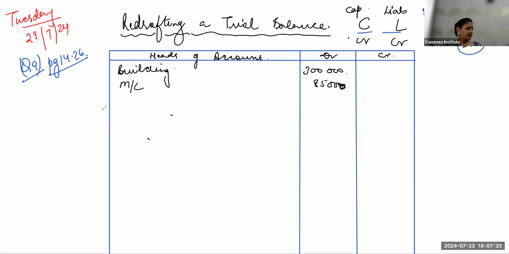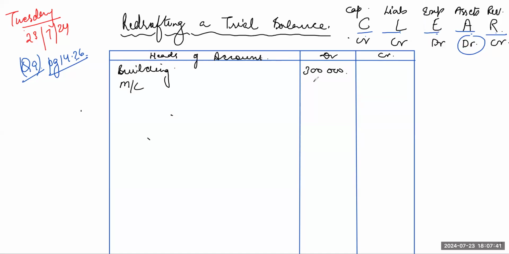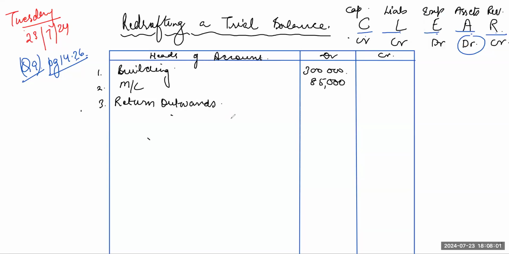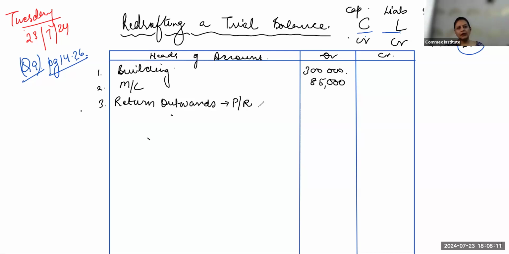Next one, return outwards. What do you mean by return outwards? You have given the test of first 3 chapters. Just the name you have to tell me, the basic terms. What is return outwards? We'll talk about the balance later on. Okay, Akriti, what is return outwards? Purchase return is return outward. Yes, purchase return is return outward.